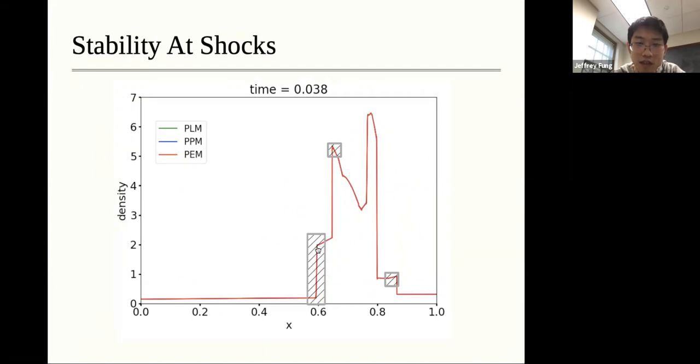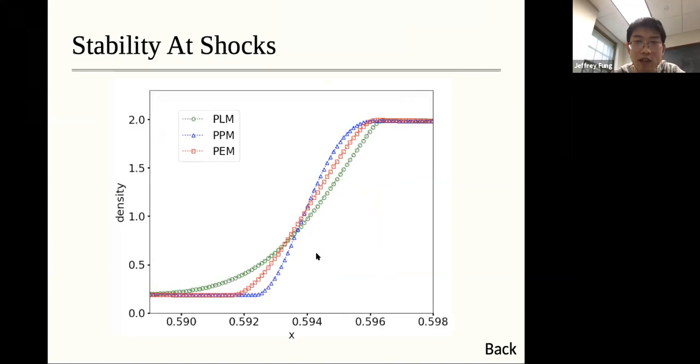locations. One is here. This is not a shock. This particular place here, this jump, is a contact discontinuity. So over here we can see the spread from each is supposed to be infinitely sharp, but of course you don't get that in your numerical solution. PLM again is the most diffusive. PPM and PEM are doing better. In this case, PPM is doing slightly better than PEM.